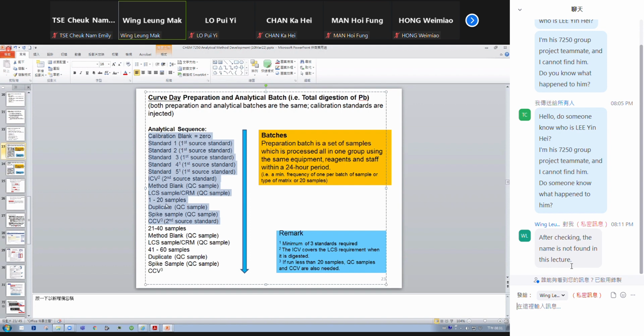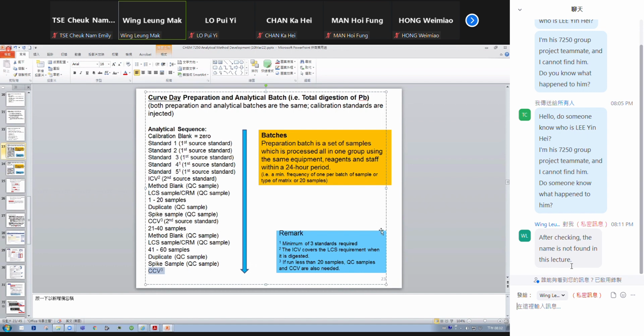And then you repeat the method blank, the LCS, and also different samples in the same manner. Analyze the second batch, okay? The second batch, and then analyze the QC repeatedly: method blank, LCS, duplicate, spike. Finally, it is bracketed by the CCV. If the QC results are correct, your results can be released.